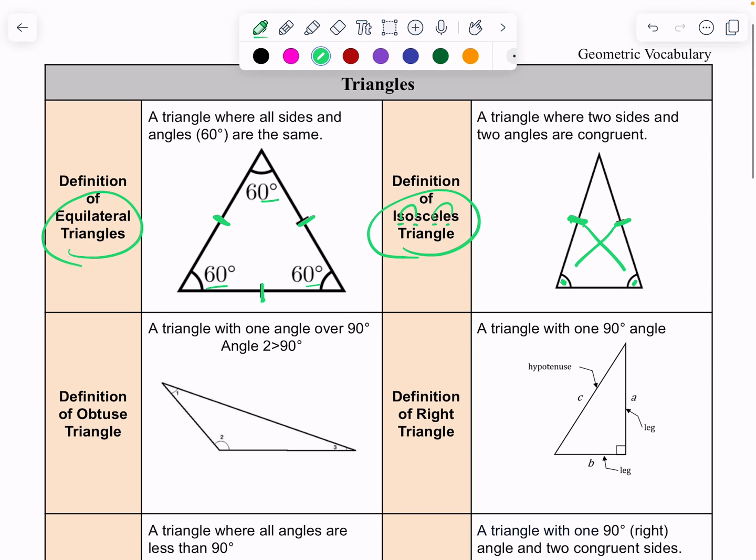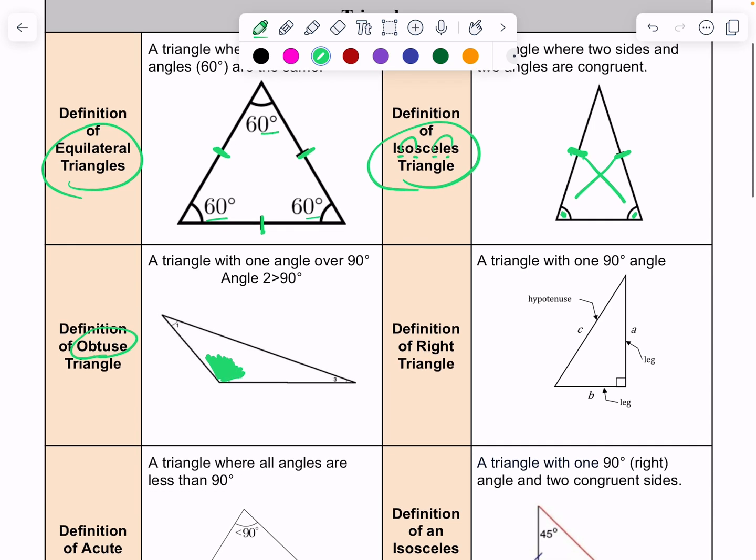An obtuse triangle definitely is something from elementary school. And obtuse means bigger than 90 degrees. So you're going to have one angle that is larger than 90 degrees. So that would be that angle right there. And then you have 2 other angles of different measure. This is not going to be a triangle that we really talk too much about, but I want you to understand what it is.